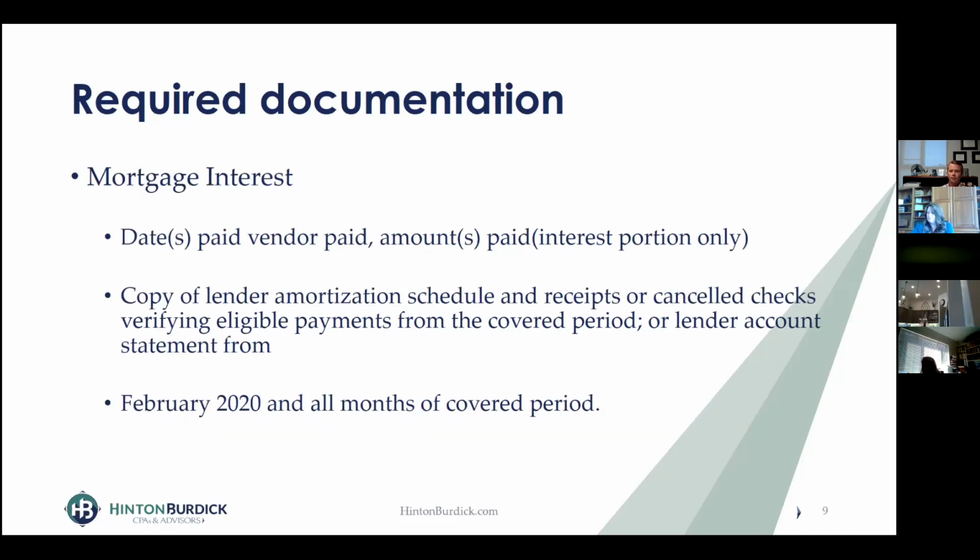Mortgage interest. Speaker at the bottom, if there's a speaker with a little X through it. What's that?